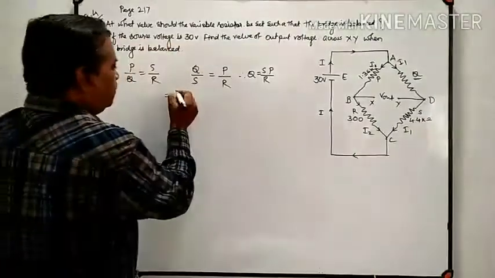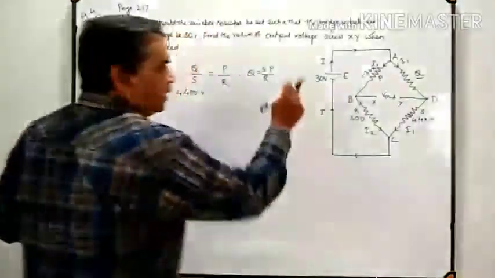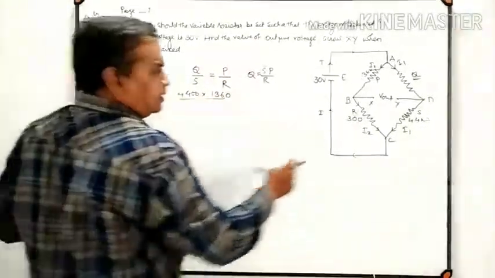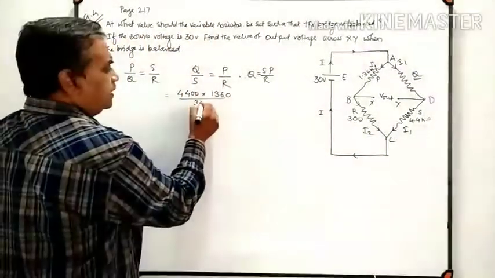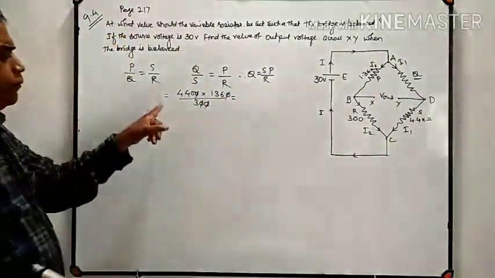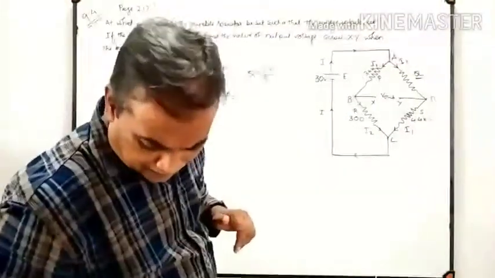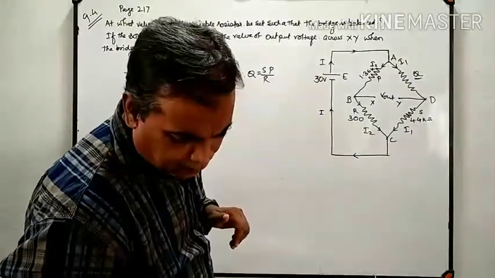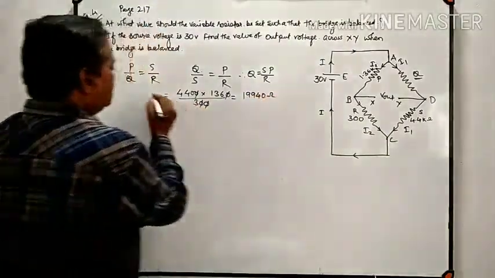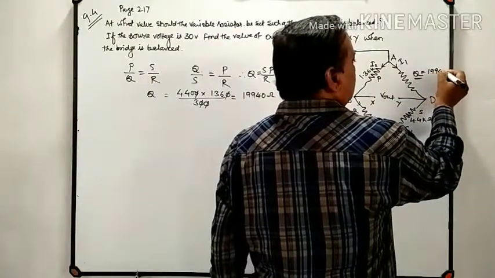What is the value of S? The value of S is 4.4 kilo ohm, meaning 4400, into P, 1.36 kilo ohm, meaning 1360, divided by R, which is 300. So these 2 zeros get cancelled, and we are left with 440 into 136 divided by 3, and it comes to be 19940 ohm. So the unknown resistance Q is equal to 19940 ohm.